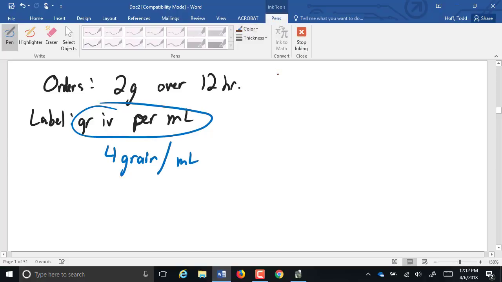I'm going to double check just to make sure I've got it right even. There's a conversion between grams and grains. 1 gram is 15 grains. That's what I thought, but I can't remember if it's 15 or 60. So 1 gram is 15 grains.